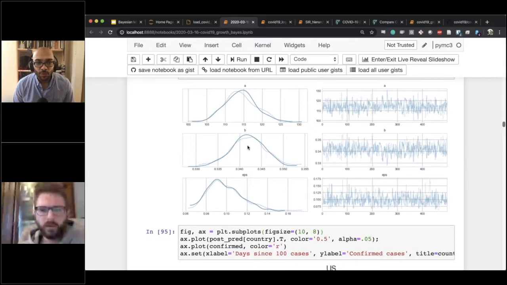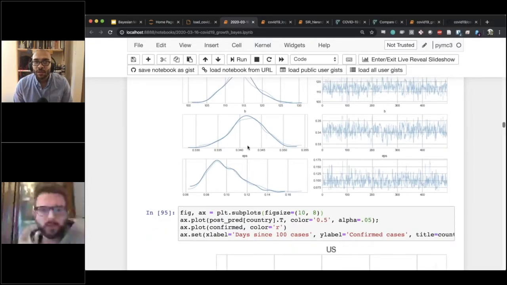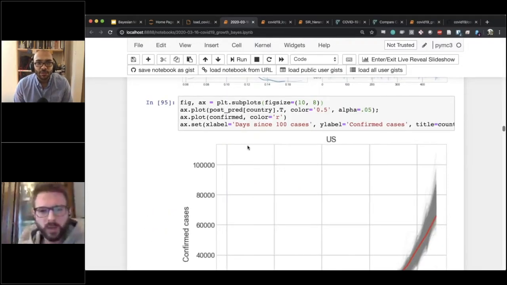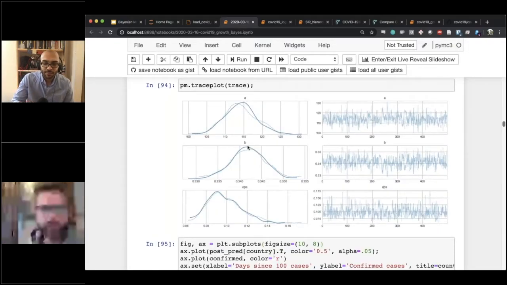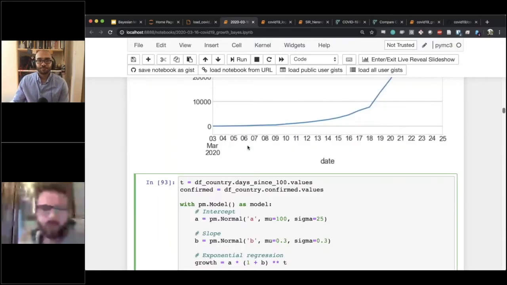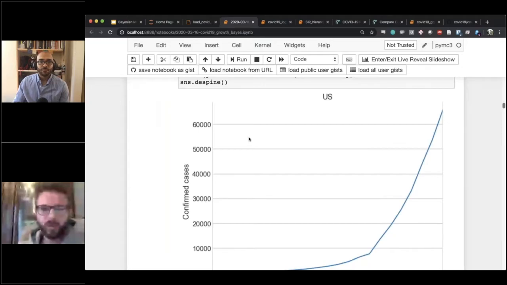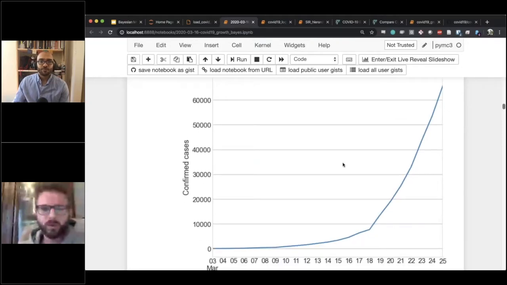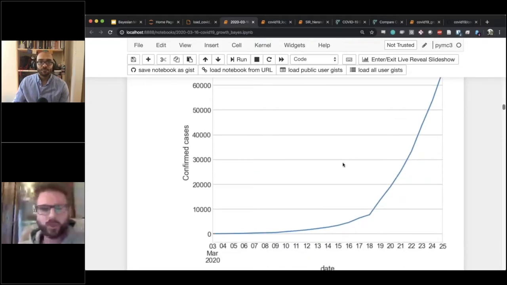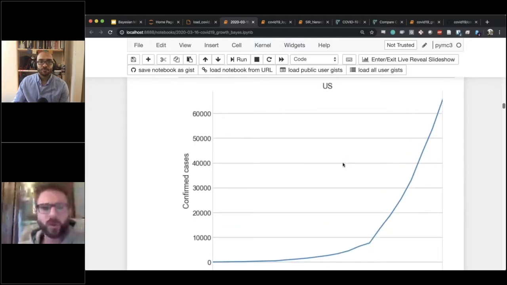This is Robert. Just one quick question. What country is this data for? Yeah, so this is the US. That's just the one that I chose here. But we will look at what others look like too.